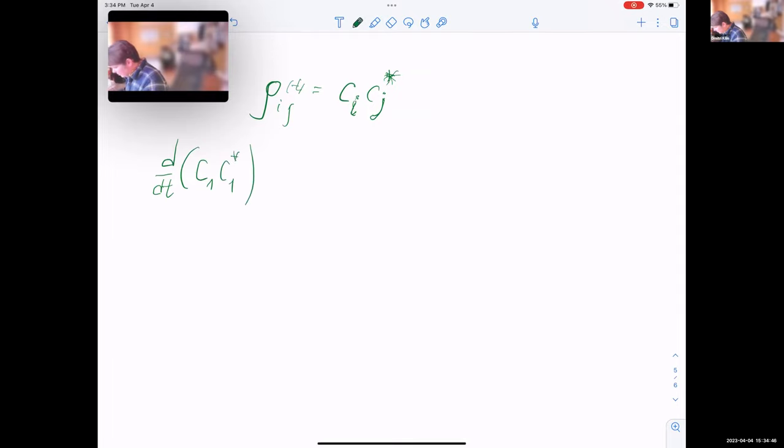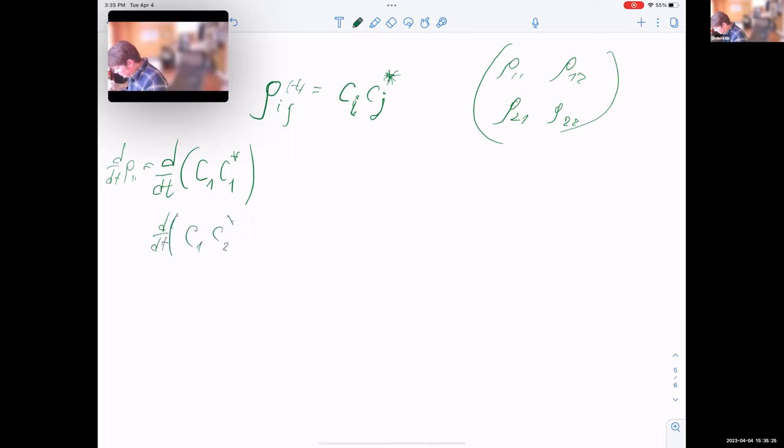So I would set up the density matrix for four elements. There are two expansion coefficients, so among possible products we will have a total of four elements: rho 1,1, rho 2,2, rho 1,2, rho 2,1. And they can be stored in the form of a matrix. Let's just do an experiment: d/dt rho 1,1, d/dt C1 C2 star, d/dt C2 C1 star, d/dt C2 C2 star.